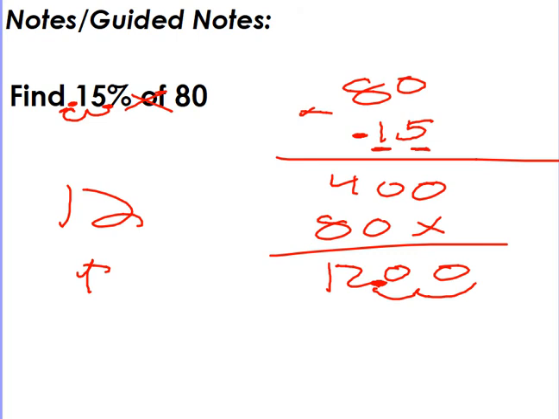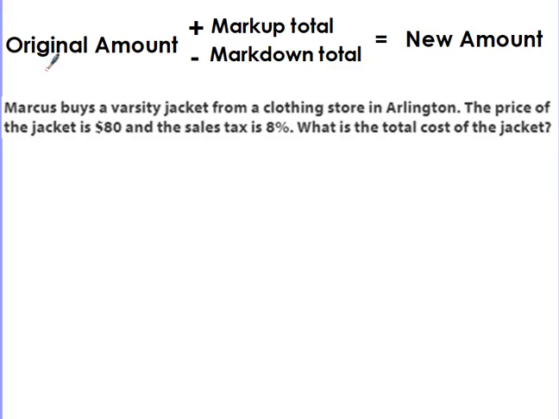Now, this is a formula to show you how to find a new amount based on whether it was a markup or a markdown. You take whatever the original is, and if it's a markup, you add; if it's a markdown, you subtract whatever that markdown total or markup total is. That gives you your new amount. To figure out that total, that's when we have to find the percent of the number.